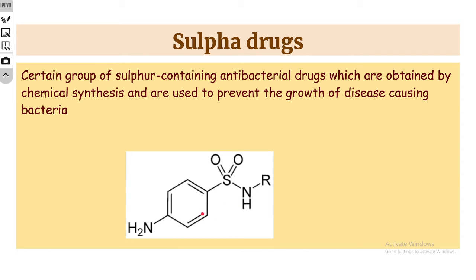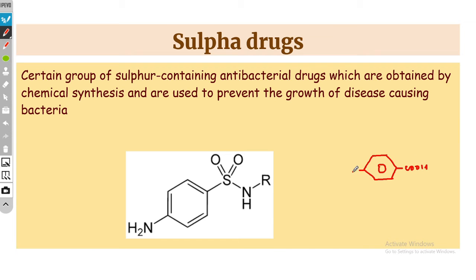This is the general structure of a sulfur drug. This R group can be varied according to the different synthetic procedures. The action of a sulfur drug is that it mimics para-aminobenzoic acid, or PABA. So what is para-aminobenzoic acid? It is this one, with COOH and NH2. This para-aminobenzoic acid is used in the synthesis of folic acid.